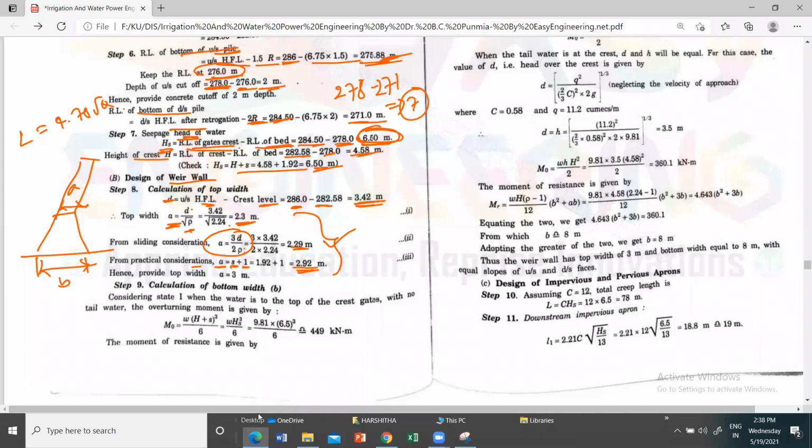It is not possible to provide 2.92 meters, so we need to provide the nearest integer, which is 3 meters. So we can provide a top width of 3 meters. After that, with the top width as 3 meters, we need to calculate the bottom width also. The bottom width can be calculated by considering the sliding and overturning moment considerations. For that, these are the standard formulas.